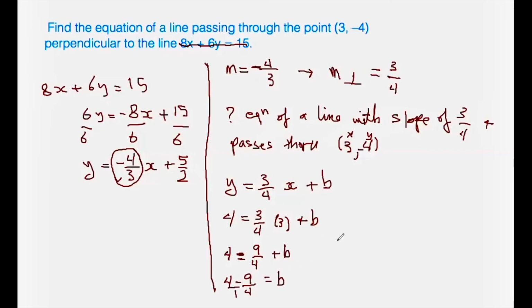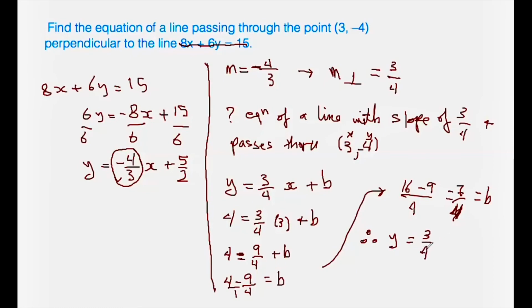That's over 1. So we got to do a common denominator, which gives me 16 minus 9/4, which equals 7/4. And that's what b equals. Sorry, that's 7/4 there. Okay. And therefore, my equation is y equals 3/4 x plus 7/4.